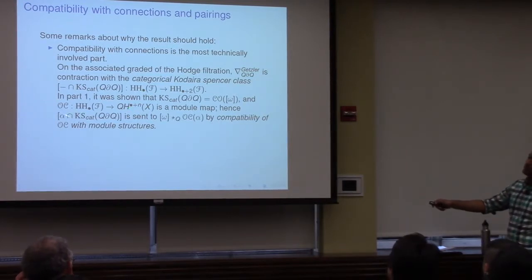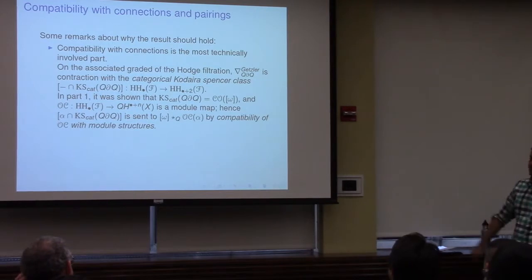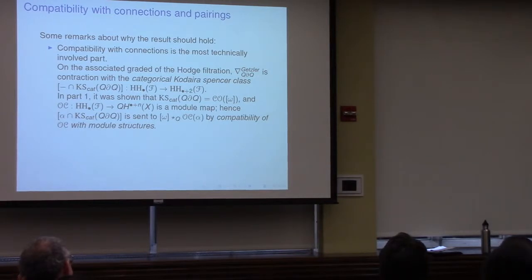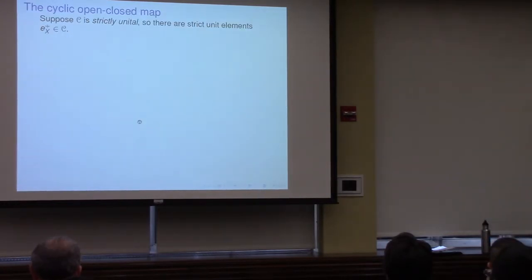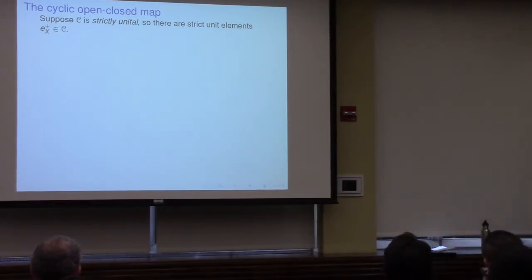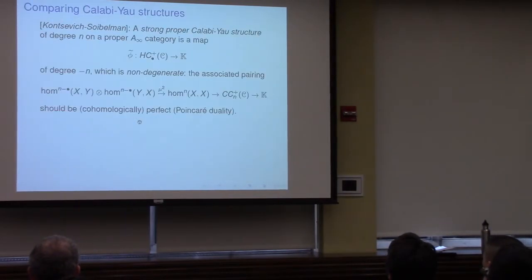Hence, the cap product of a Hochschild chain with this categorical Kodaira-Spencer class is sent to the quantum product by compatibility of OC with module structures. So on the associated graded, the compatibility with connections follows from compatibility with module structures. Though to make the statement at the level of periodic cyclic chain complexes is significantly harder. Okay, and compatibility with pairings I already talked about. I wanted to either give a few details about the cyclic open-closed map or talk about Calabi-Yau structures. Maybe I'll jump ahead to Calabi-Yau structures first and then come back to this if there's time.